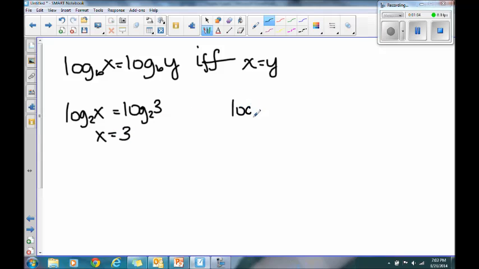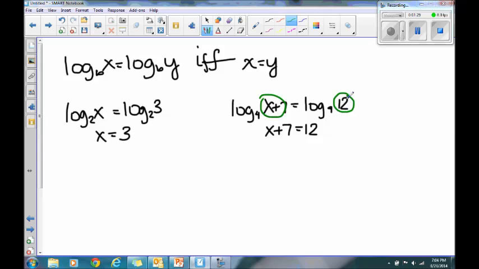Or if log base 4 of x plus 7 equals log base 4 of 12, then the only way that can happen is if x plus 7 is equal to 12. But knowing that log of this is equal to log of that implies that these two expressions have to be equal. So if we set them equal to each other and then solve for x, then we have our solution.